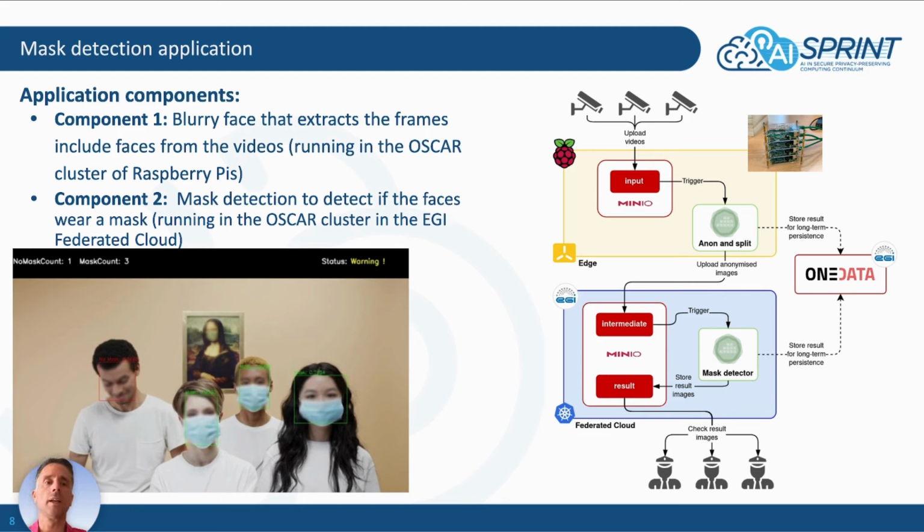So you can mix and match disparate computing infrastructures using a homogeneous approach to perform execution along the computing continuum. In this case, the cluster of Raspberry Pis is closer to where data is generated, and the output data of the mask detection process is stored in One Data to provide a midterm object storage.